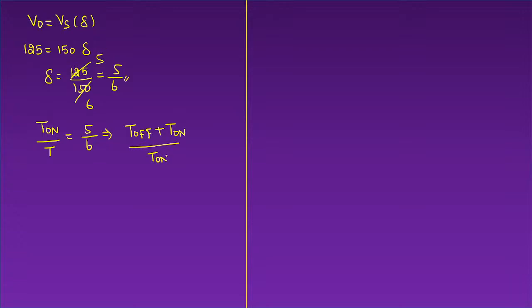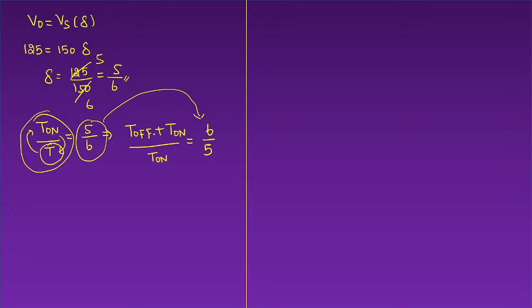Shall I write like this? Sir, why have you replaced T by T off plus T on? I'm just taking the reciprocal first. If we take the reciprocal, then 5 by 6 will become 6 by 5. In the same way, take the reciprocal for these two, then T will come to the numerator, T on goes to the denominator. Then T can be replaced by, basically T is the fundamental time period of one cycle.